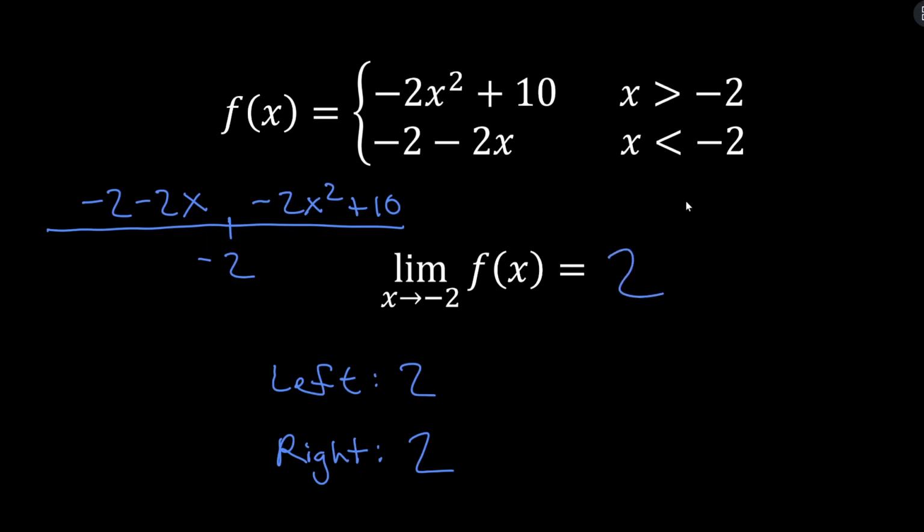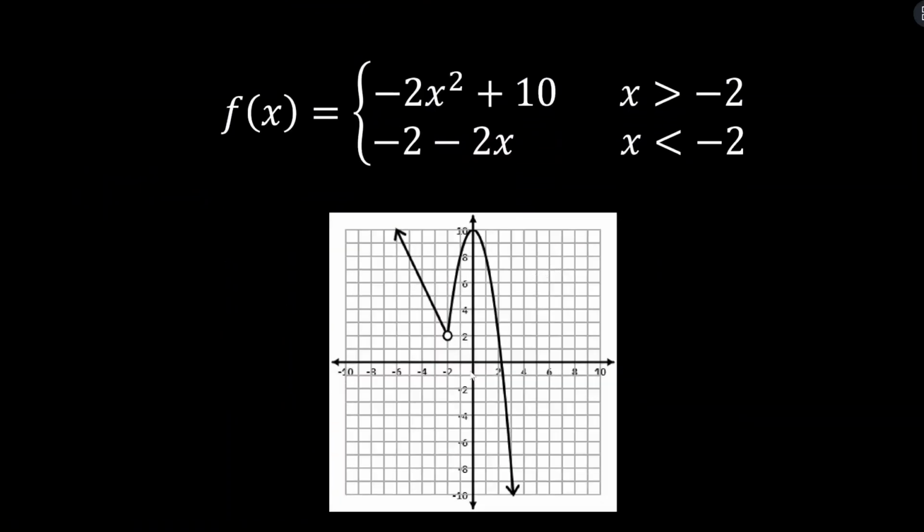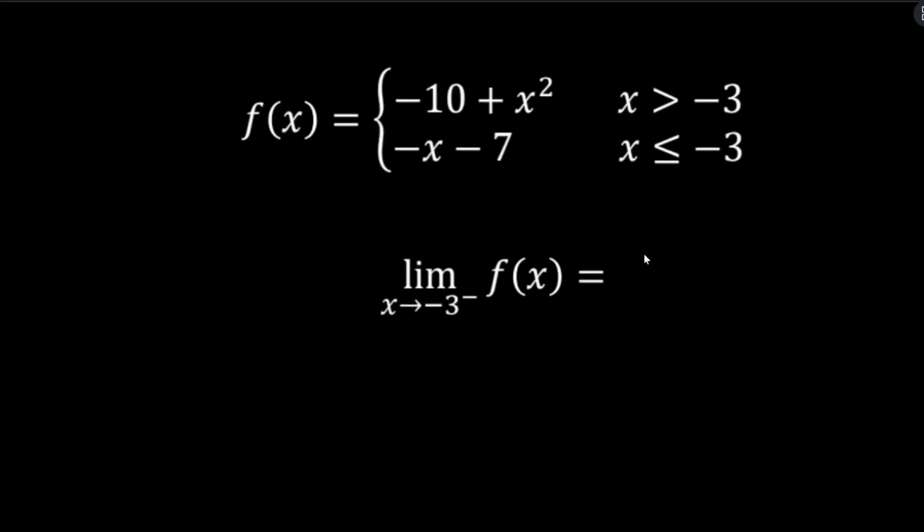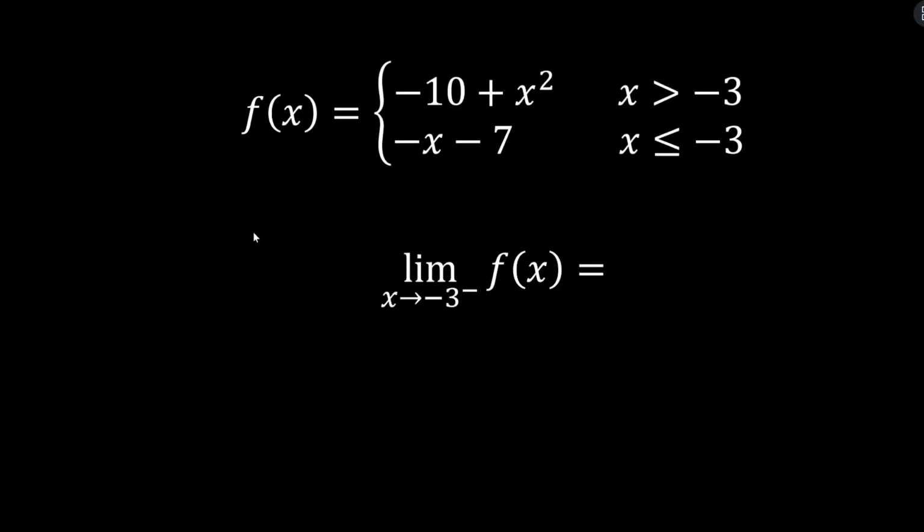And we can see the graph. There's going to be a hole where x equals negative 2. And the y value of that hole is going to be 2. Boom. When x equals negative 2, there's a hole. We just found the y value of that hole. It's 2. That's the limit. Awesome. All right, I think this is our last example. Let's go ahead and try it.